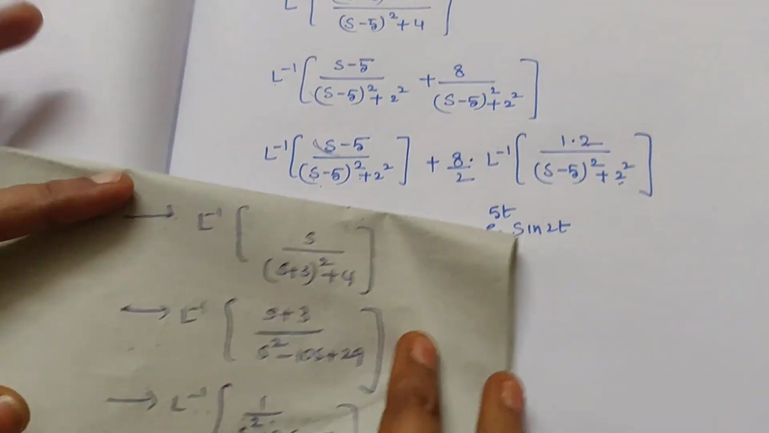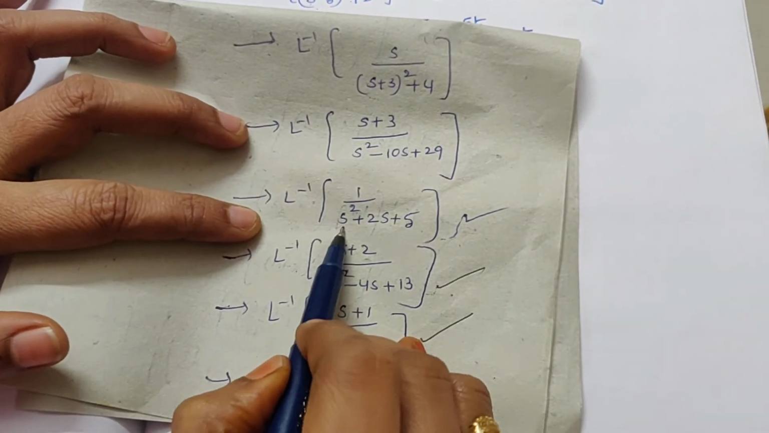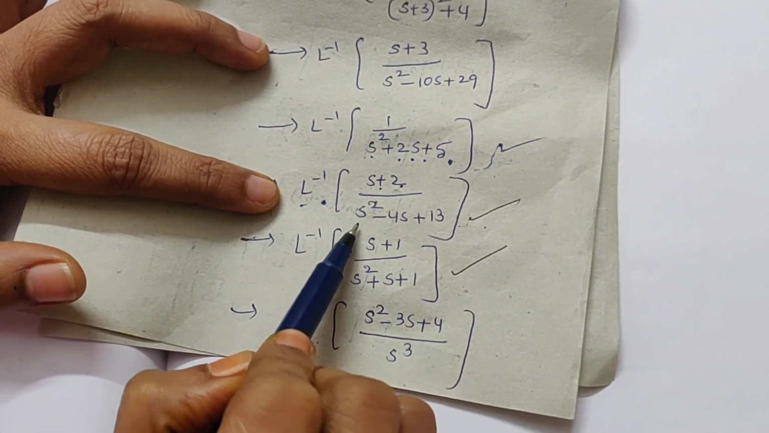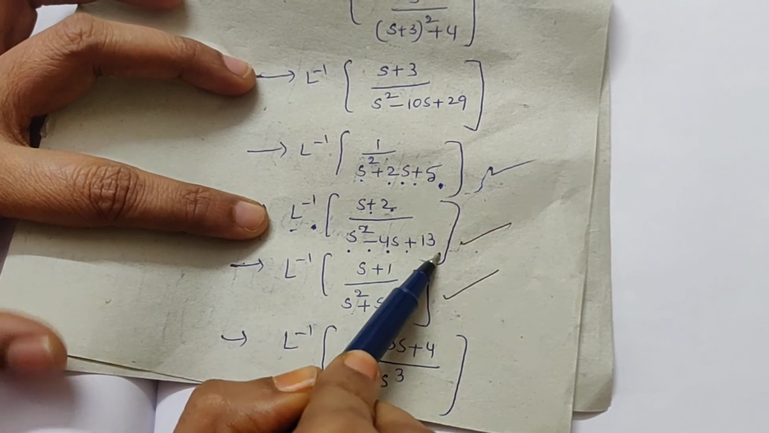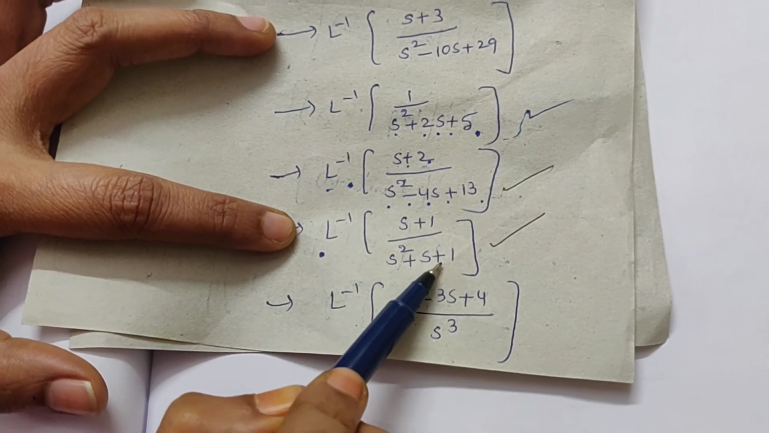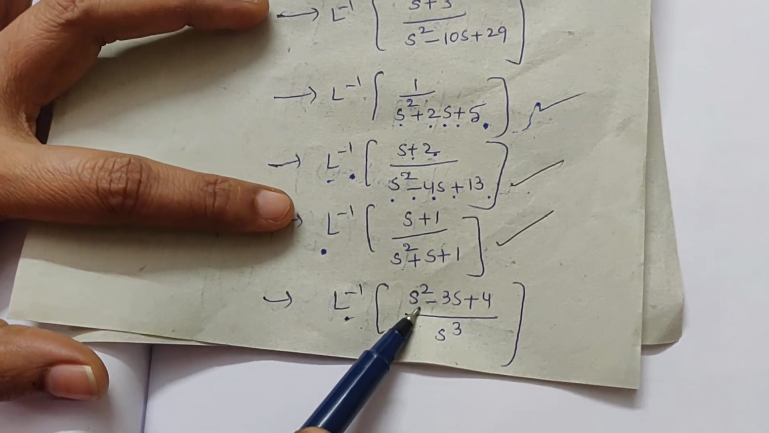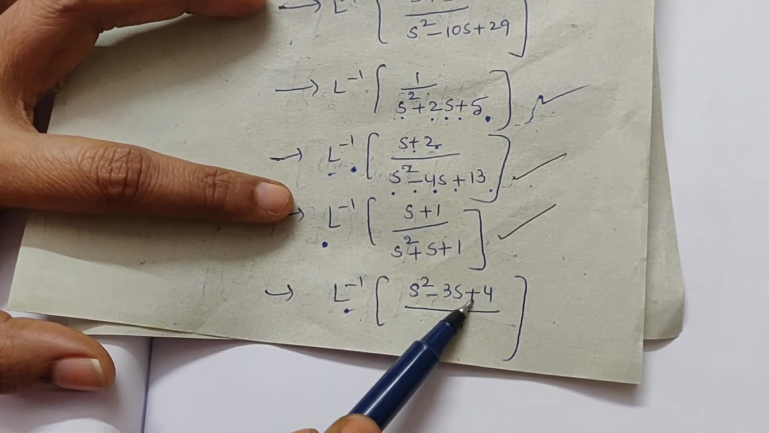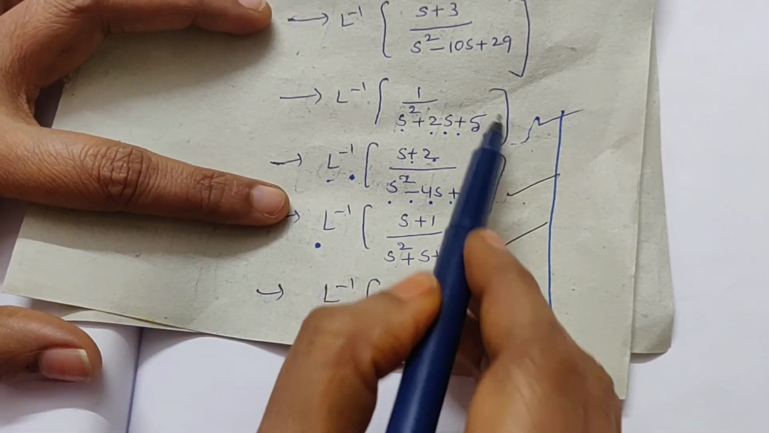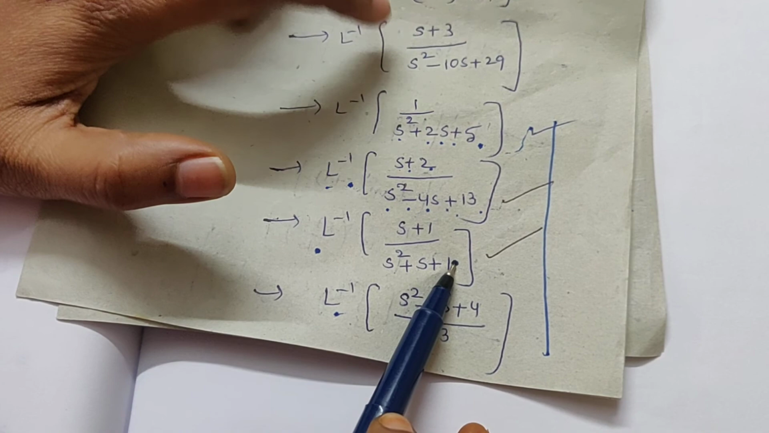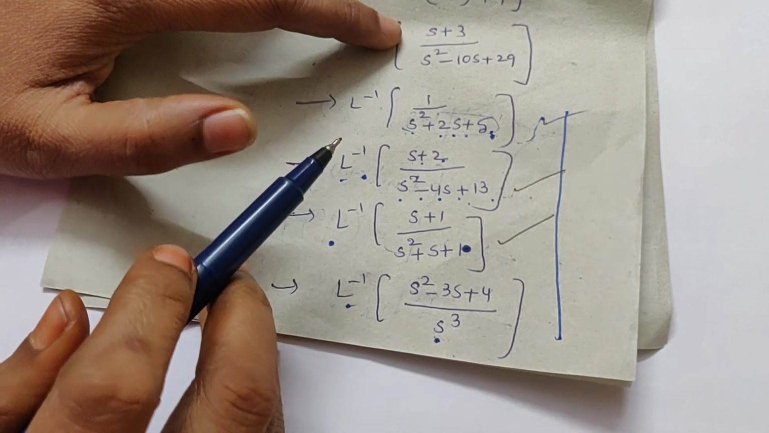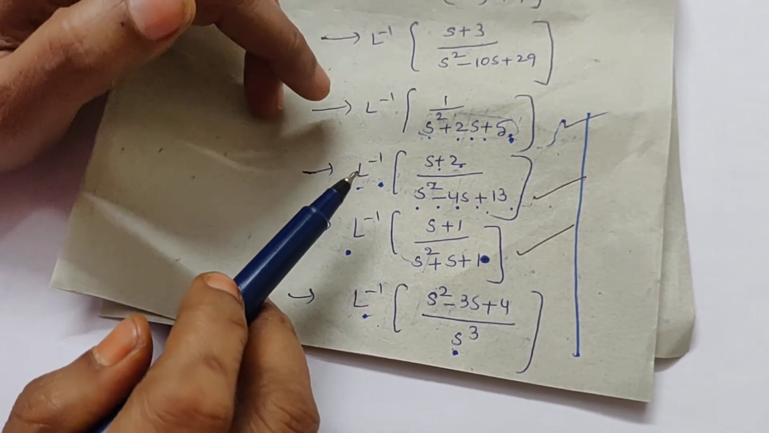That is, find L inverse of 1 by s square plus 2s plus 5. L inverse of s plus 2 by s square minus 4s plus 13. Find L inverse of s plus 1 by s square plus s plus 1. And find L inverse of s square minus 3s plus 4 by s cube. Do these 4 problems on your own. These 3 are like this problem, meaning try to write it as a perfect square and try to express in terms of sine or cos Laplace transform.